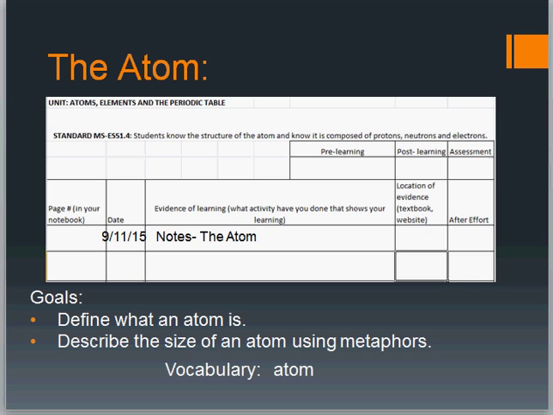Good morning. Today what we're looking at is how we can describe and define what the atom is, as well as describing the size of an atom using metaphors.